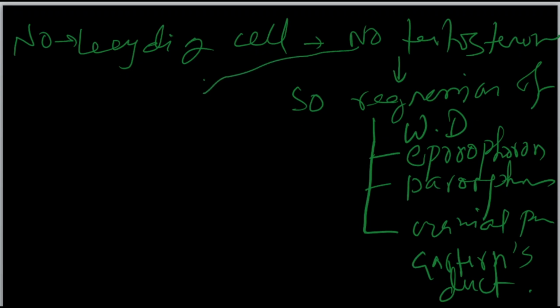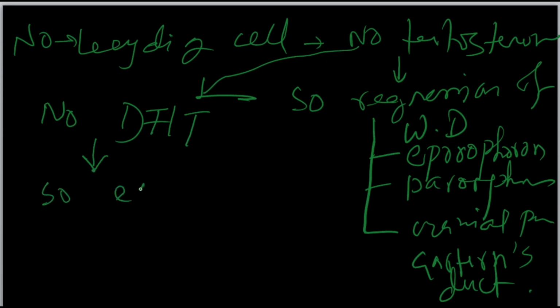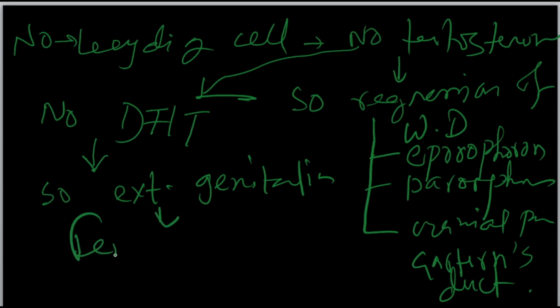As there is no testosterone, there is no conversion of testosterone into dihydrotestosterone, the active form of testosterone. So the external genitalia develop into the female pattern.